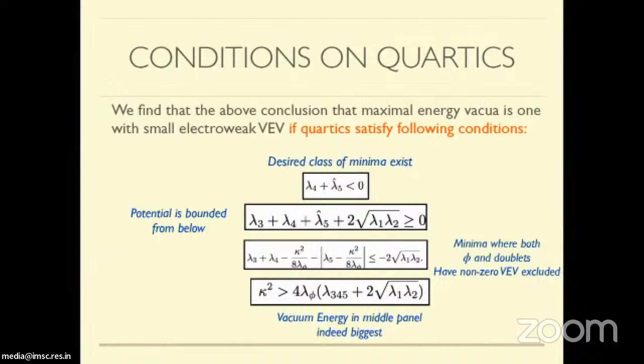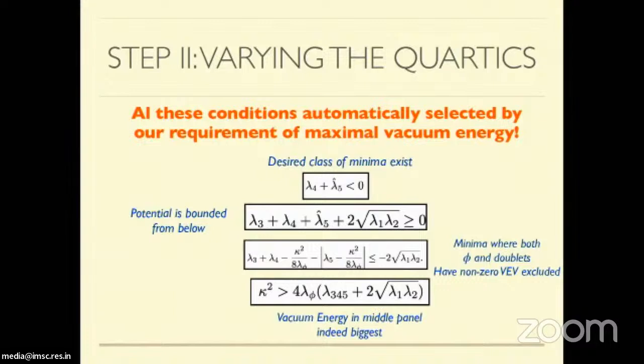But the nice feature of our model is that all the conditions we found on the quartics, once we were varying mu h squared and the two mu squares, can automatically get selected in the second step. When you vary the quartics, it turns out that only if you respect these conditions is the vacuum energy maximized. First we were maximizing vacuum energy with respect to the variation of the mu squared, but if you do it with respect to the variation of the quartics, you automatically select this region. So we don't have to impose any of these conditions; they naturally hold.